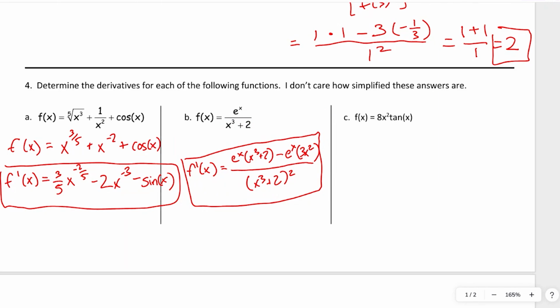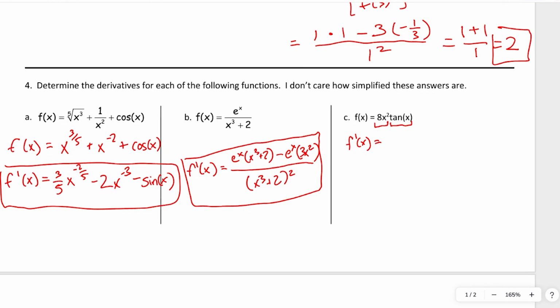The next one, we're going to have to use the product rule. And so here's our function 1, here's our function 2. We've got an algebraic and a transcendental, specifically a trigonometric function here, tangent. So we're going to need to know what that derivative is. We'll come back to that. But let's first get this product rule started.